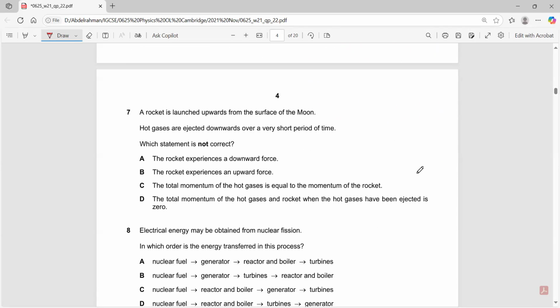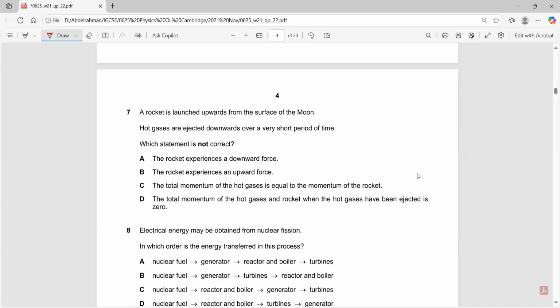A rocket is launched upwards from the surface of the moon. Hot gases are ejected downwards over a short period of time. Which statement is not correct? The rocket experiences a downward force. Does the rocket experience a downward force? Yes, it does. Due to what? Due to the weight, for example, the gravitational pull of the moon.